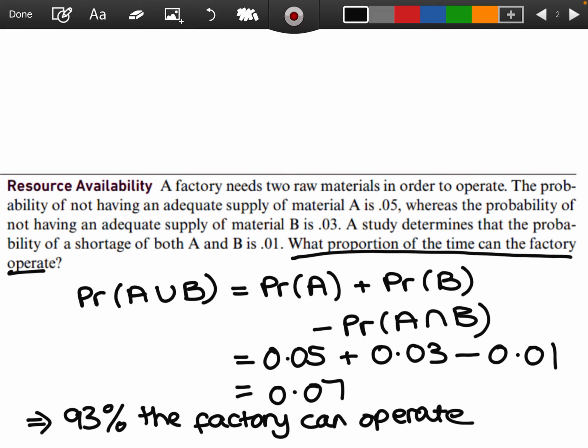Okay, so always look at the question, and remember the reason I did this particular example is it's a good example of having to read the question. It's asking what proportion of the time can the factory operate. We went ahead and used that inclusion-exclusion principle to figure out the proportion of the time that it can't operate, and then we can subtract it from 1 and then put it as a percentage by multiplying it by 100.